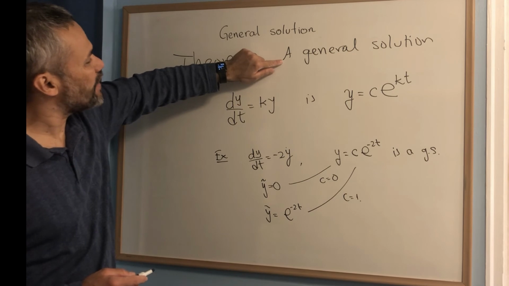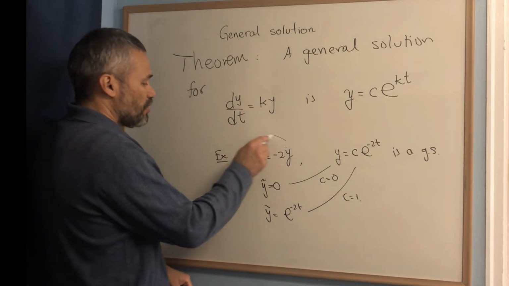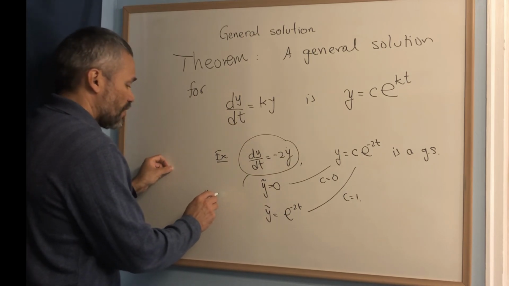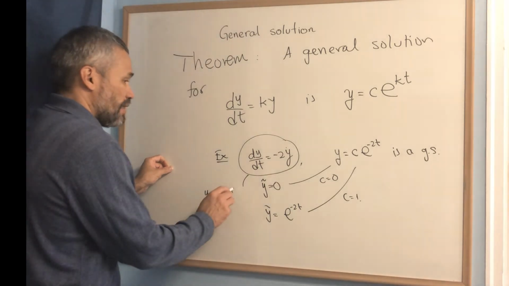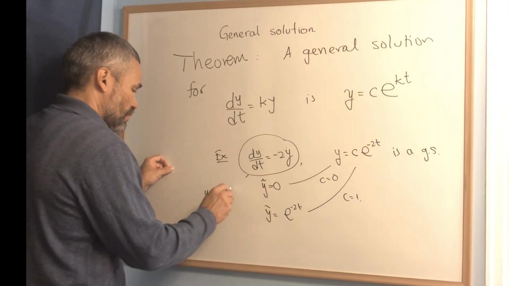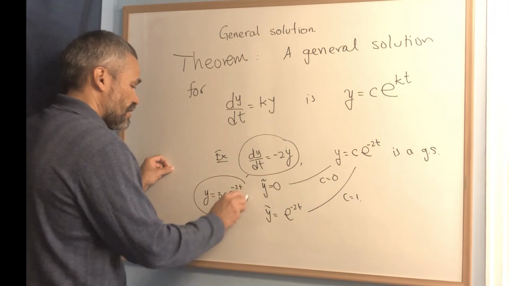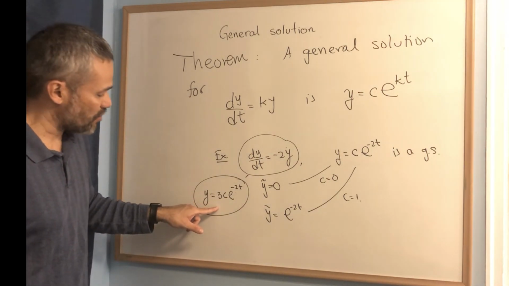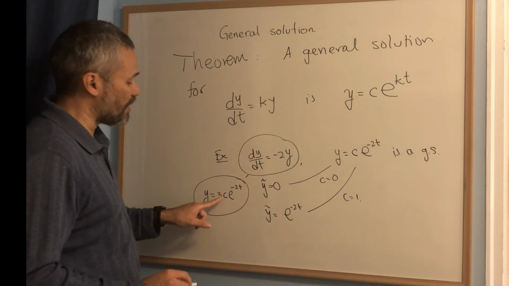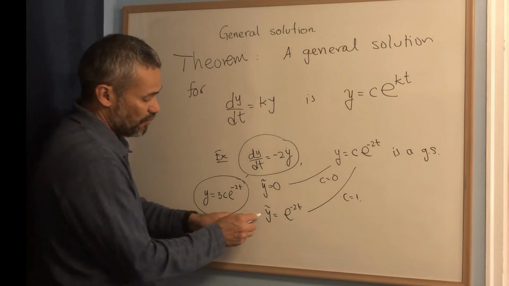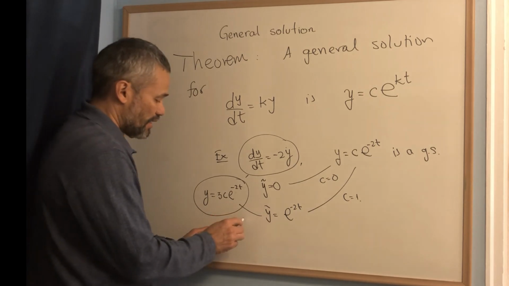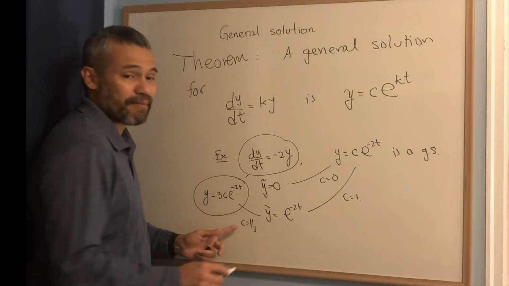I want to emphasize that I'm calling it a general solution because if you think about this differential equation and somebody claims that y equal to 3c e to the negative 2t is a general solution, that person is correct, because for every solution that you can think of for this differential equation, you can find a c such that these two are the same. For example, for this solution, what would be the c for this general solution that makes these two the same? I can pick c equal to 1/3.